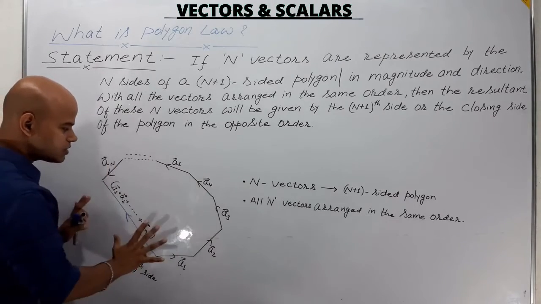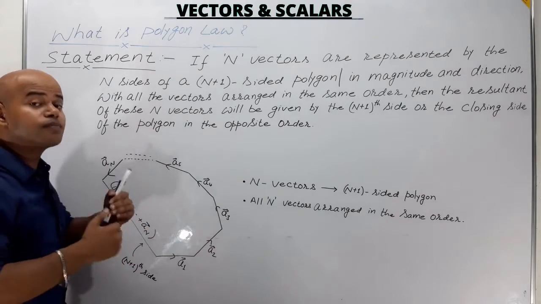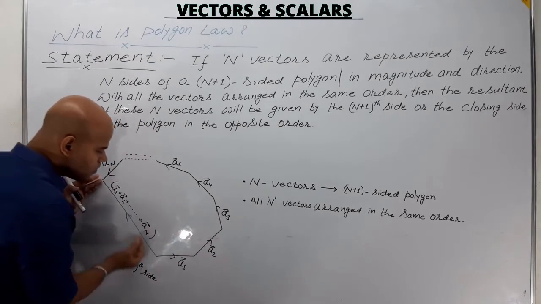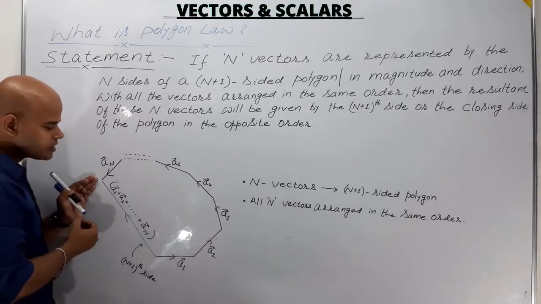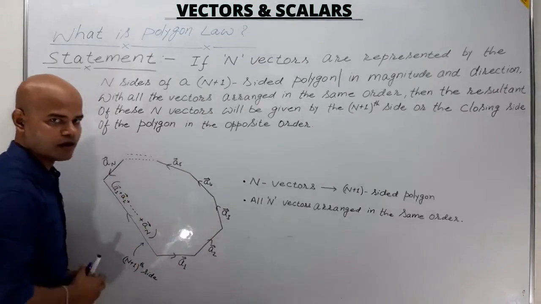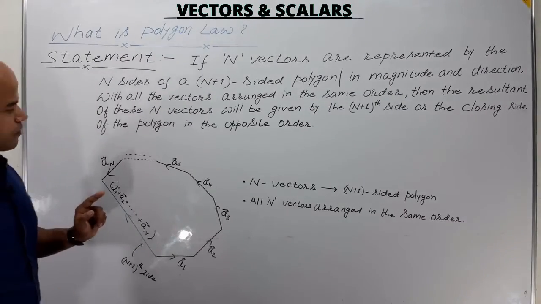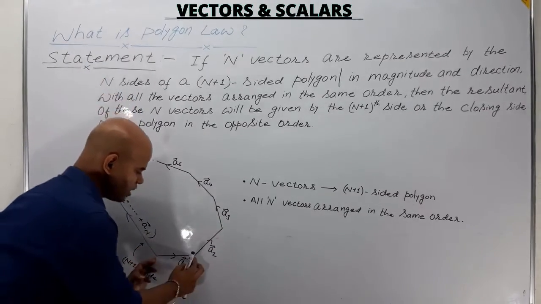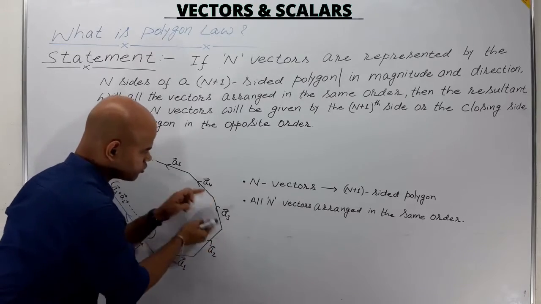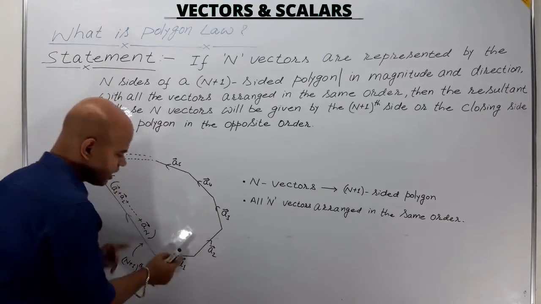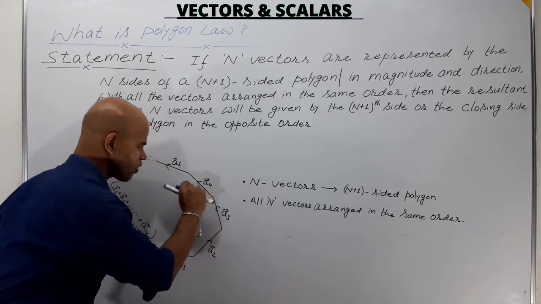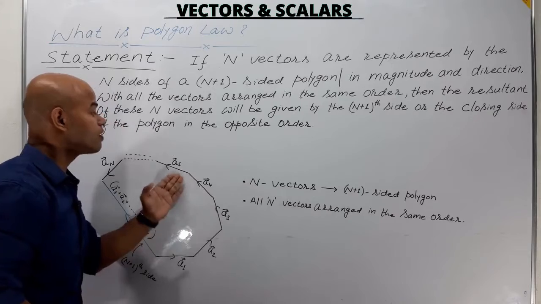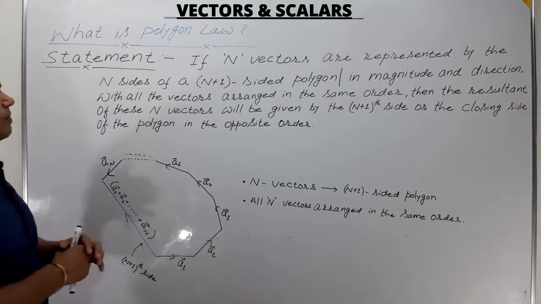So this polygon is not n sided, it is n plus 1 sided, because you already have n vectors and you have drawn one more line segment. So this becomes an n plus 1 sided polygon, right? Now these sides of the polygon represent the magnitude, that is the length corresponds to the magnitude of these vectors, and the arrow orientation represents the direction of these individual vectors. So that is what is being said here.